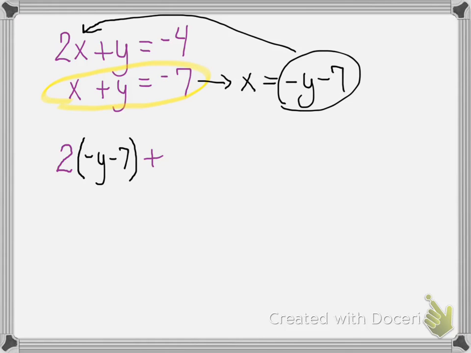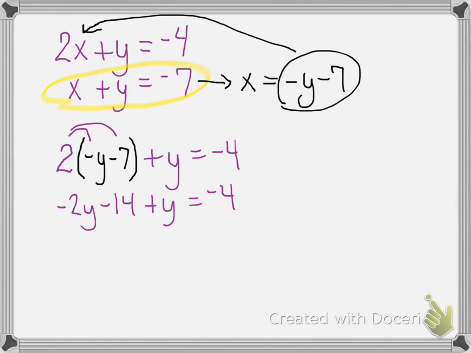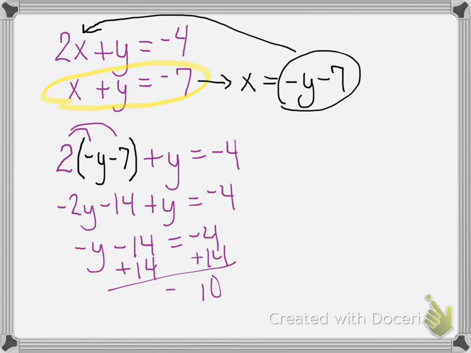Guarantee they'll have problems like this on the test, and I will have them on the quiz too, where they're testing to see if you know that if you insert that in and there's already a coefficient there, then you have to use your distributive property. So that's negative 2y minus 14 plus y equals negative 4. Combine my y's. Pull my 14 over. Take care of my sick husband. It's okay. And I get y equals negative 10.